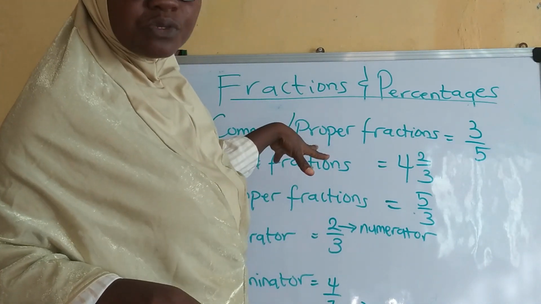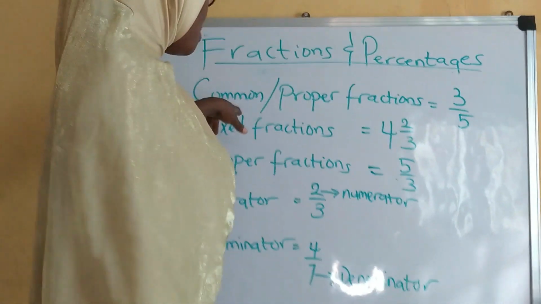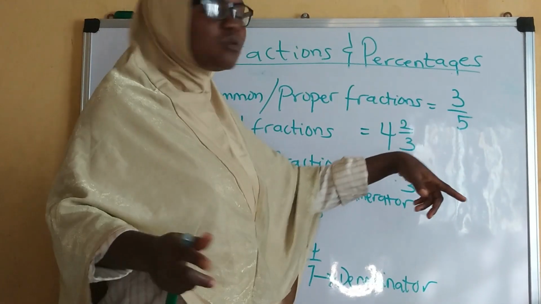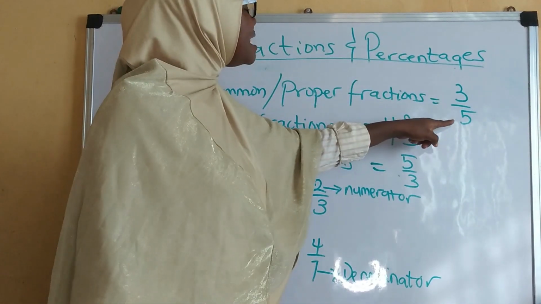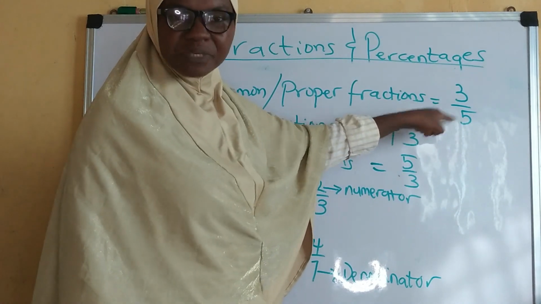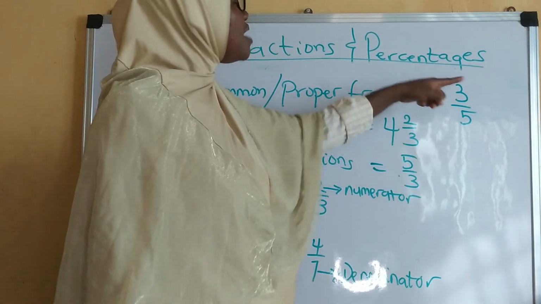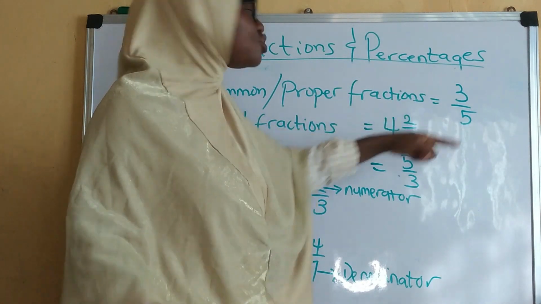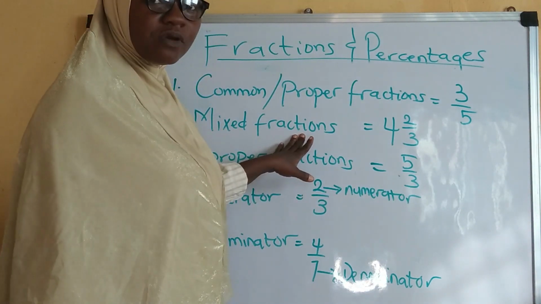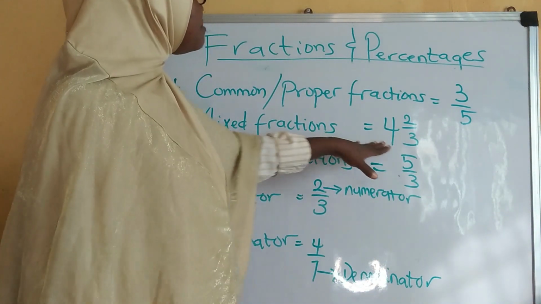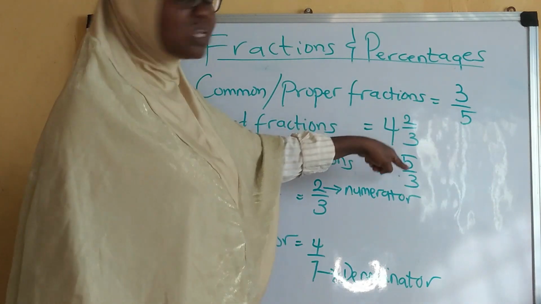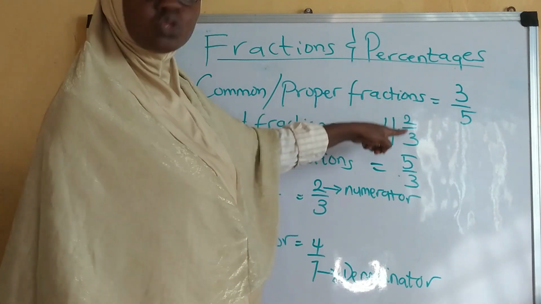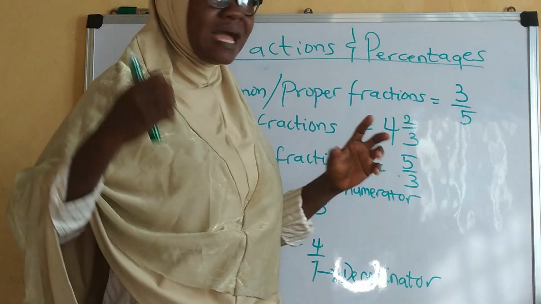Now, common or proper fraction means a fraction like this, where you have the numerator to be a smaller number, and then the denominator, the number that is down, to be a bigger number. Do you understand? Anytime you have a smaller number up and a bigger number down, it is a common or proper fraction. Now, a mixed fraction, on the other hand, is a mixture of both a whole number and a fraction. You can see that this 4 is a whole number because it is standing on its own, while this 2/3 is a fraction. So when you mix a whole number and a fraction together, you have a mixed fraction.